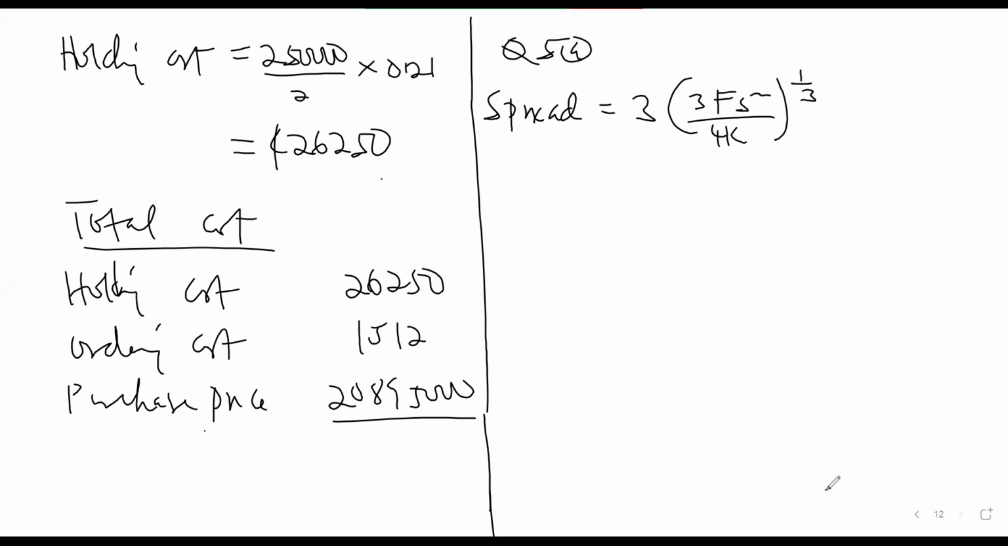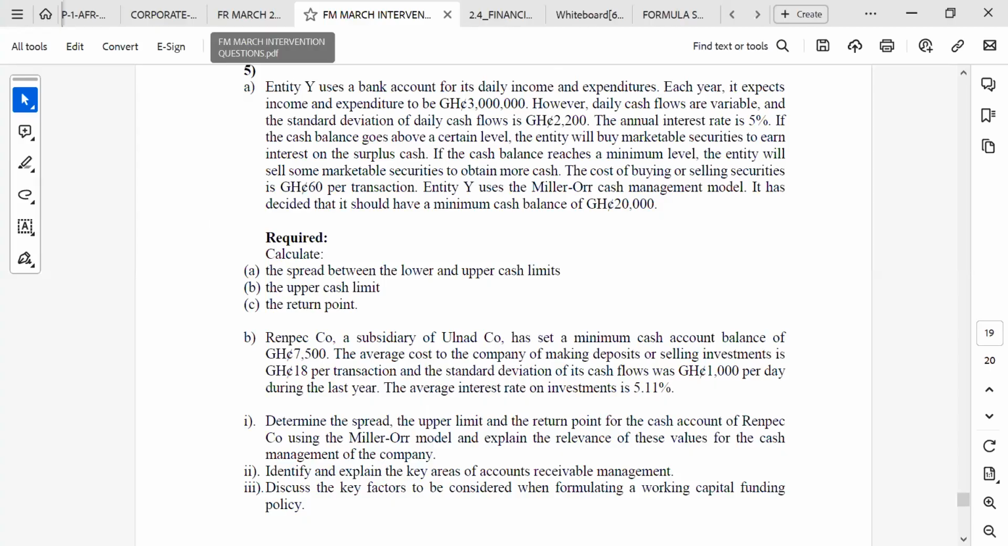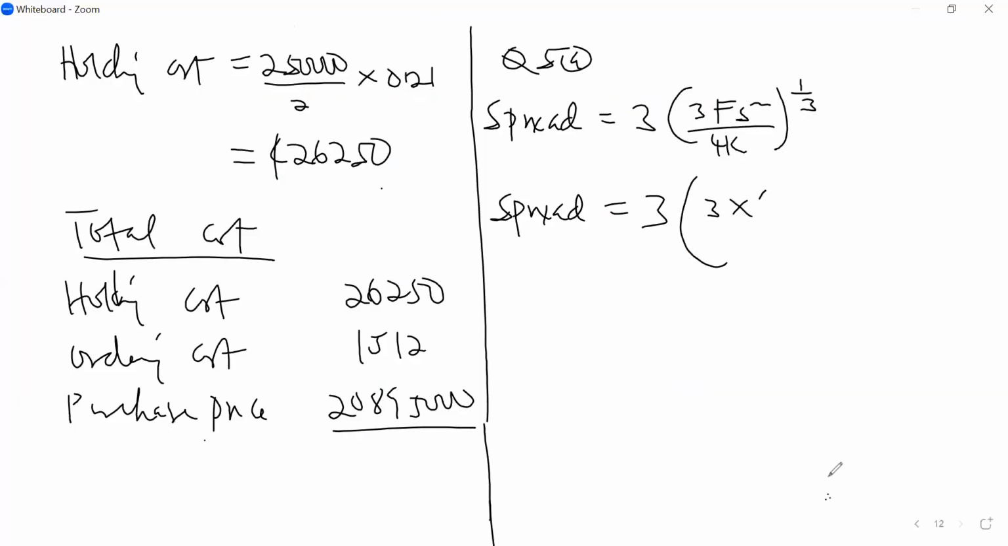If you are using our own formula, it will be 3 times the cubic root of this one. So this is a cubic root over here. You now look at the question to get your figures. So 3 times the F is the transaction cost. What is the transaction cost? The transaction cost is the cost of you buying or selling the marketable instruments. The cost of buying or selling is 60. This one you are not going to suffer to get the figures.